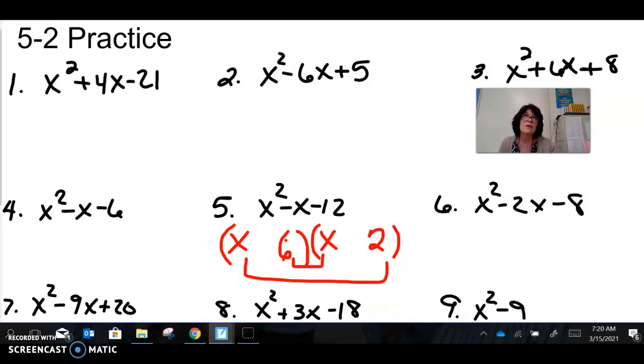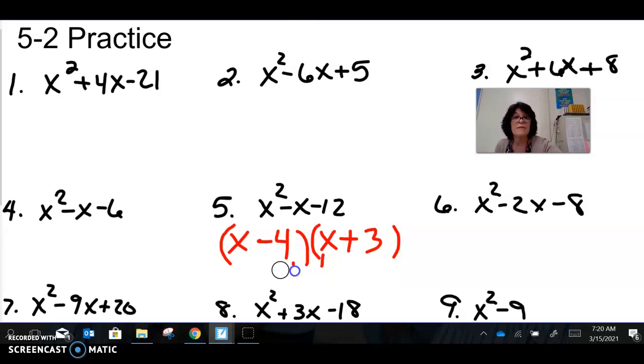6 minus 2 is 4. 6 plus 2 is 8. That's not working out. Good try, but 6 and 2 are wrong. What else multiplies to 12? Maybe 4 times 3. Now my outer product is 3x and my inner product is 4x. 4 minus 3 will give me 1. Now I need it to be a negative 1, so I need negative 4 and a positive 3. That's what will combine to give me a negative 1.